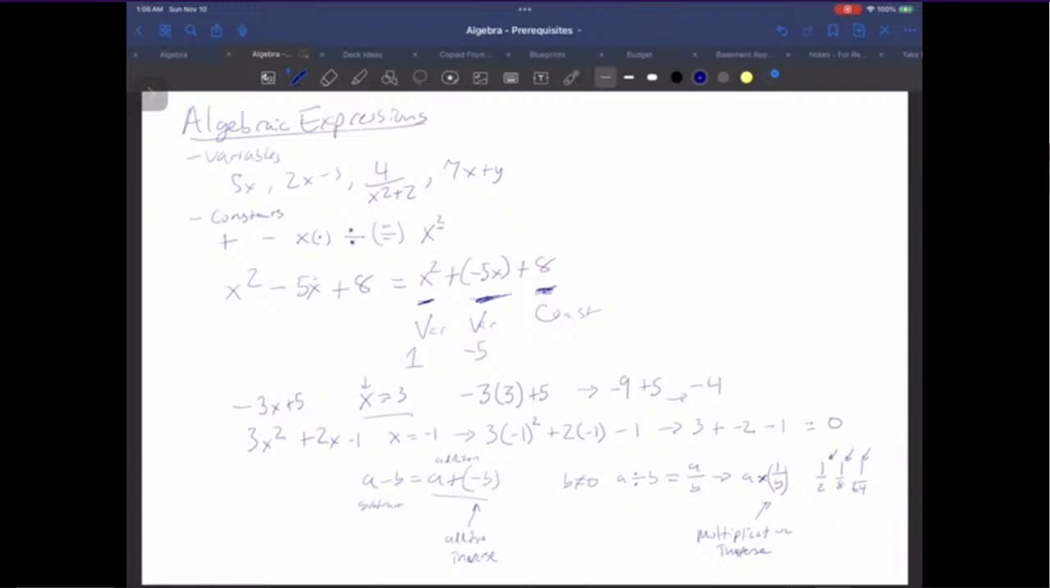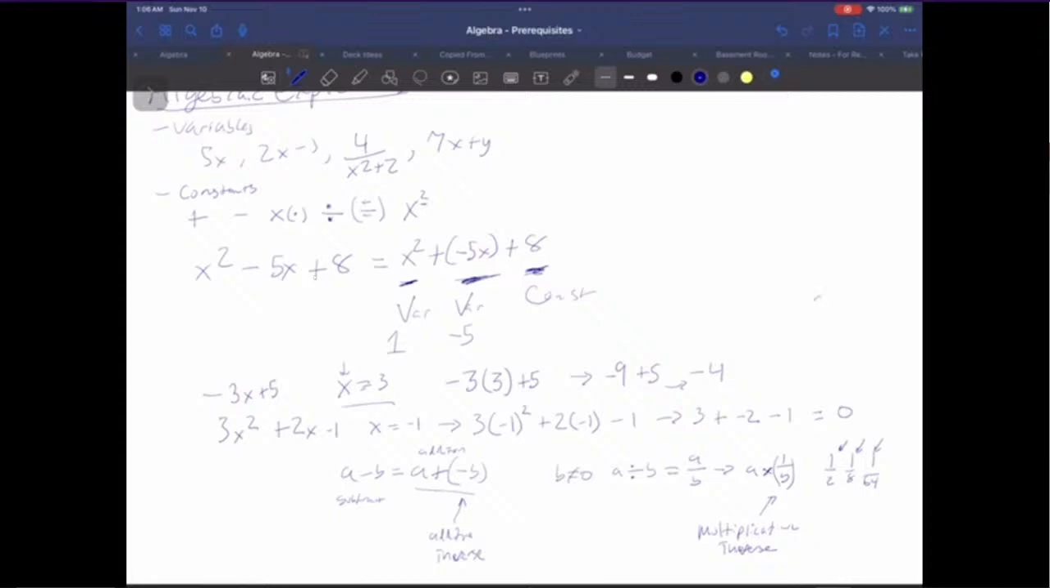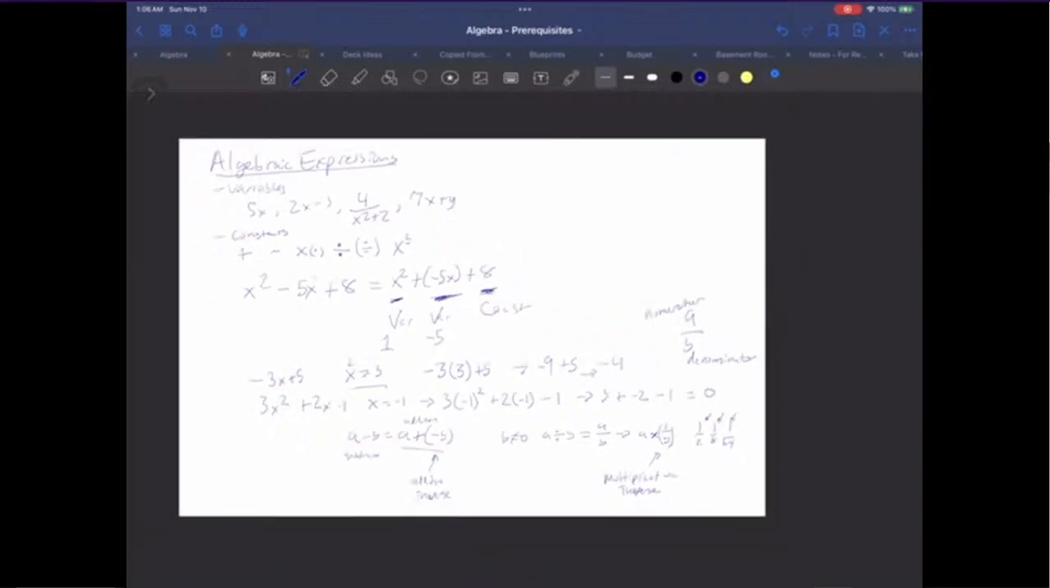In the fractional form, a divided by b, a is called the numerator. So let's call that out over here. A over b. We do want to say that a is the numerator and b is the denominator. That'll become important later.